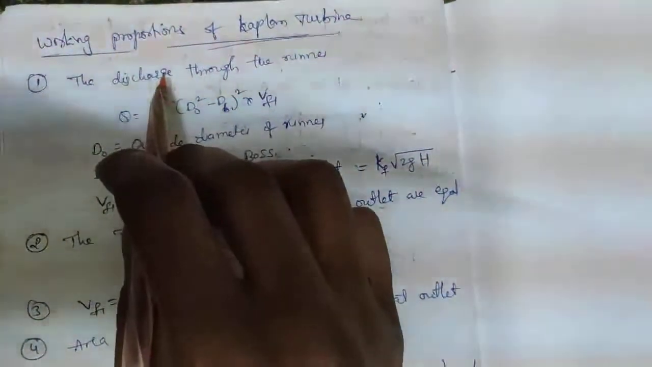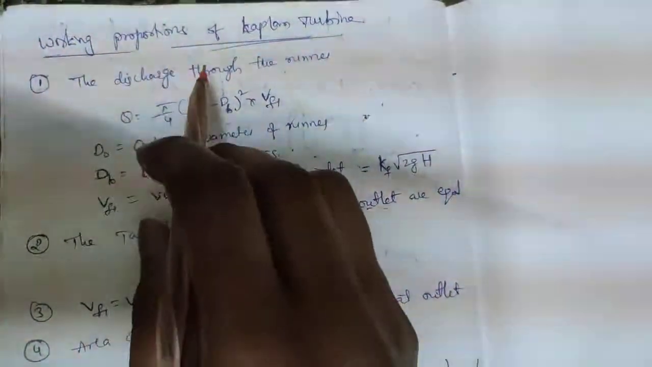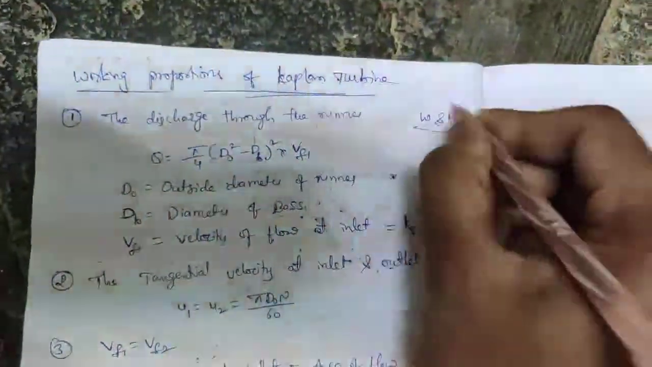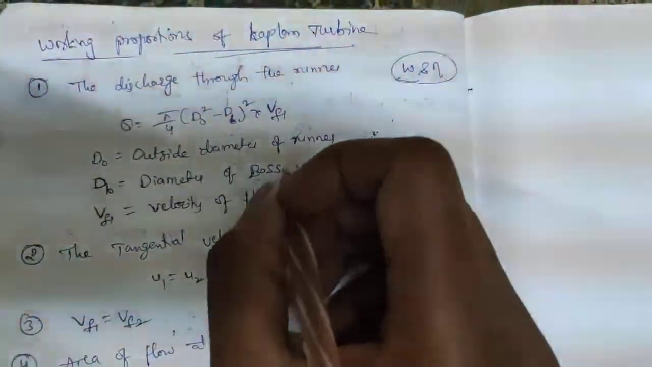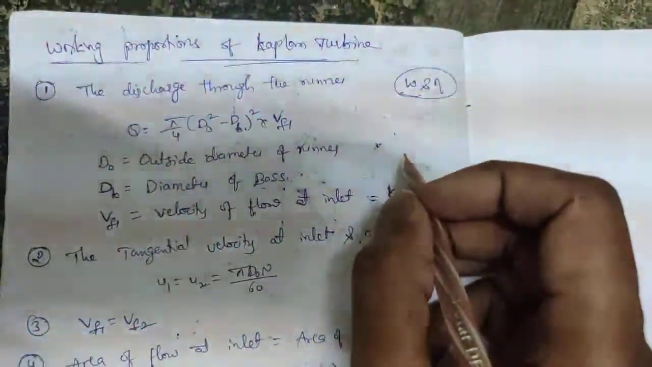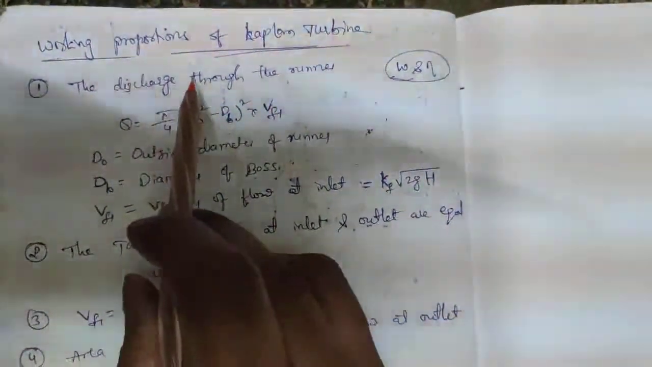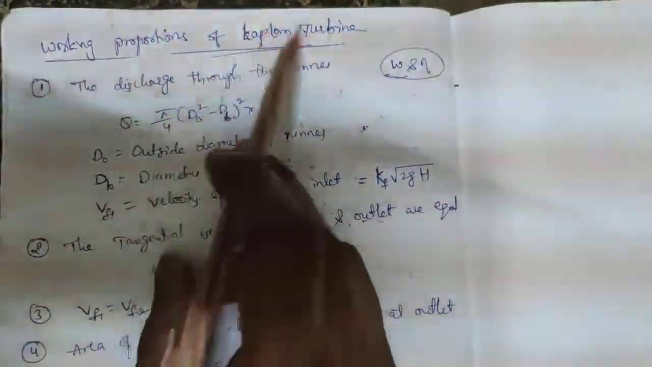Next, we will see the work done and efficiency of the Kaplan turbine. The work done and efficiency are similar to the Francis turbine, so I won't derive this formula. Next, the parameters or working proportions of the Kaplan turbine.